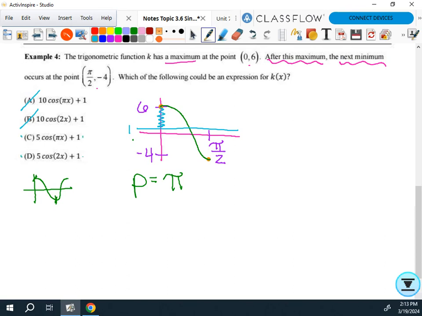And again, I do the same on all of them anyway. I don't want to eliminate this just because we haven't seen one that has a pi in there, because you could have a pi in there, absolutely. But that's what the period is. B is what I want. That's 2 pi divided by the period, which gives me 2. This is the B value, so my answer is D.